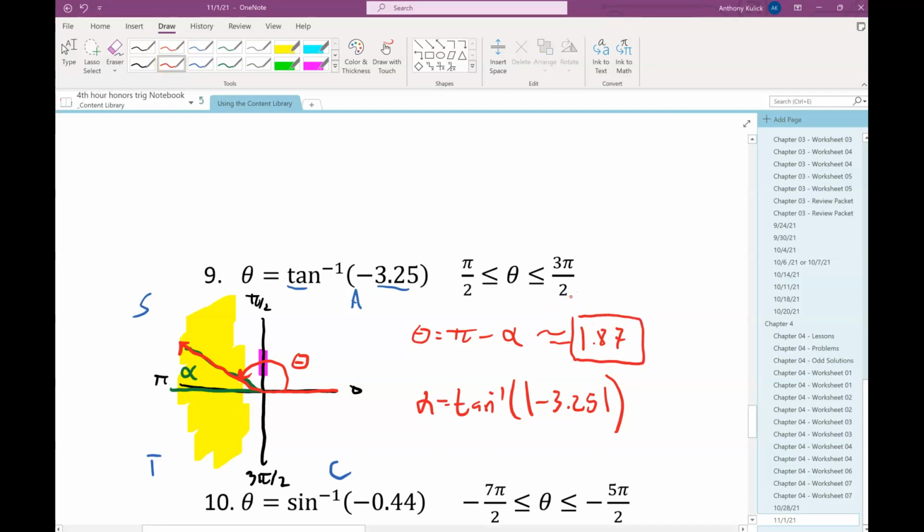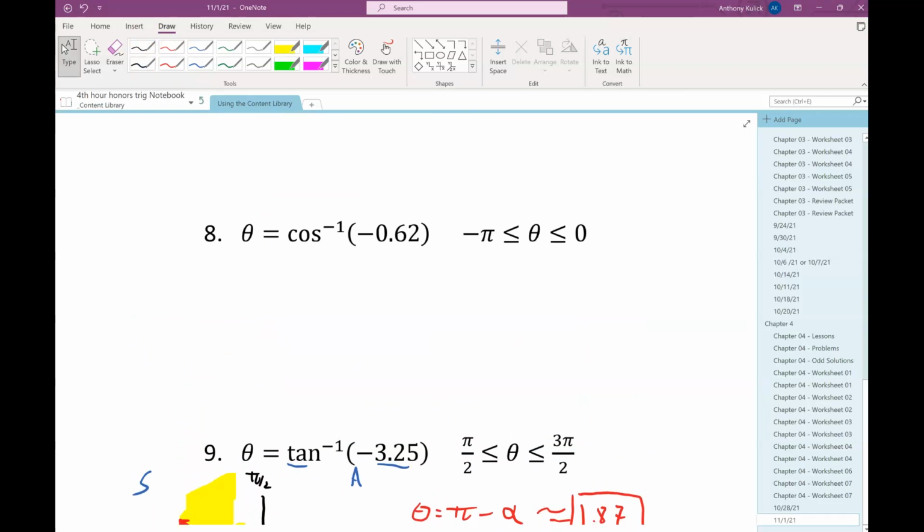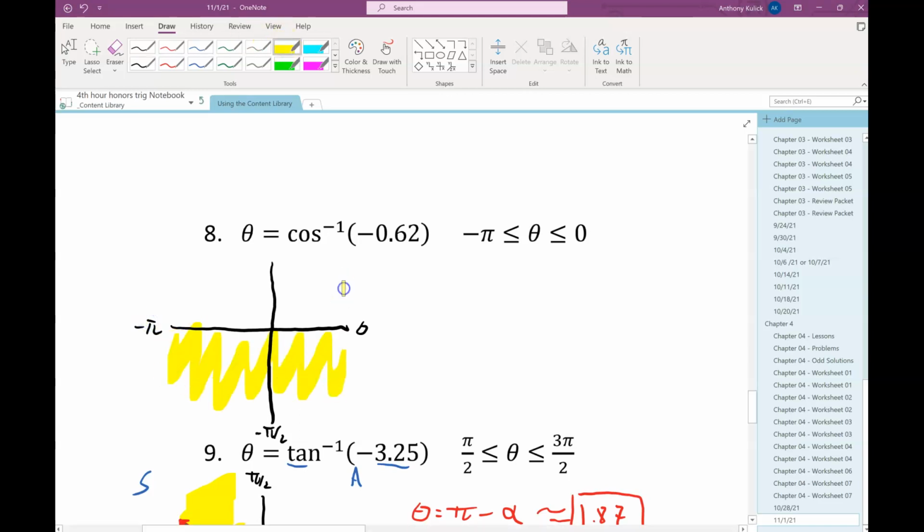Jack, did I see your hand come up again? Yeah. Could you do number 8, please? Same sheet? Yeah. Okay. So this one's going to be a little bit different because we have to go backwards. Notice that in this problem, theta is negative. So remember, when we're going backwards, we're going clockwise instead of counterclockwise. So we have 0, we have negative pi over 2, and we have negative pi. So we're looking at quadrants 3 and 4.